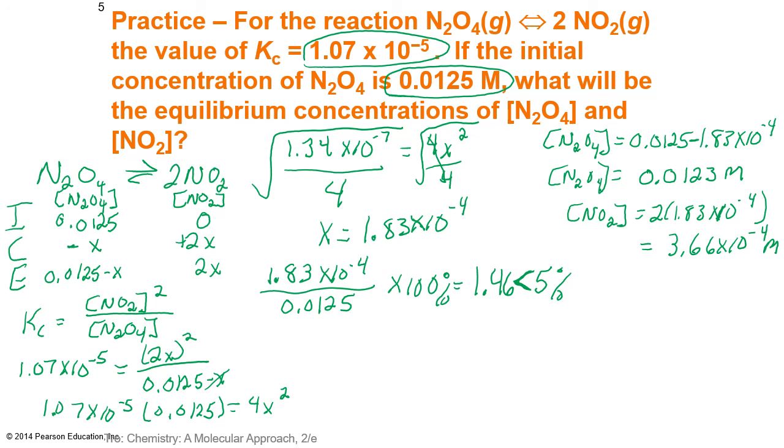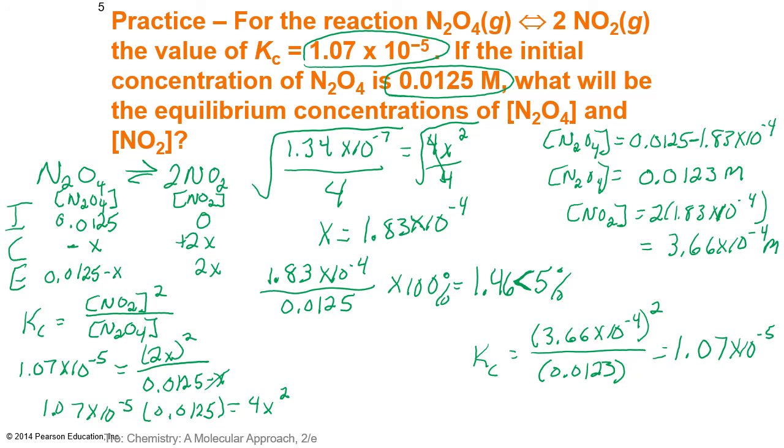Now just to double check, we're going to put it into the equilibrium constant expression, make sure that we come up with something close to what we started with. So 3.66 times 10 to the negative 4th squared divided by 0.0123. We end up with 1.07 times 10 to the minus 5th, which is exactly what our equilibrium constant was, so we know that we've done this problem correctly.